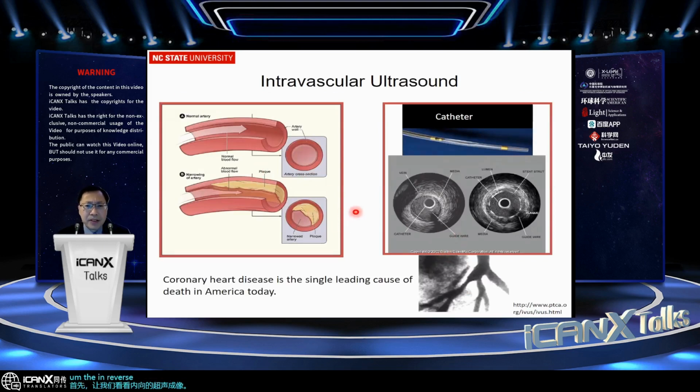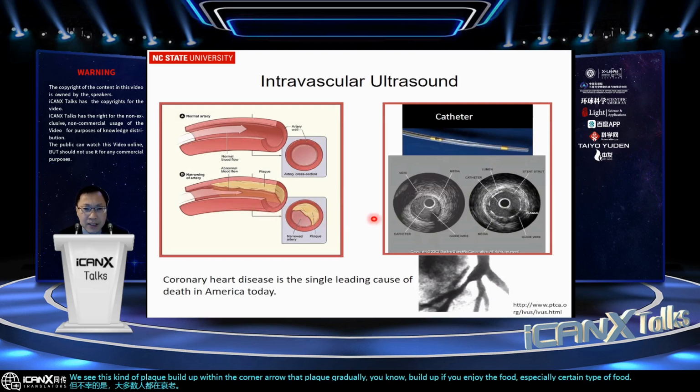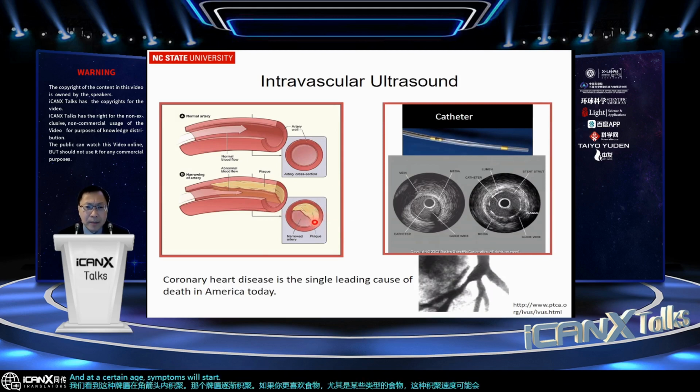Intravascular ultrasound imaging was born in the late 1980s. For a newborn baby or people at a healthy age, you see the coronary artery is beautiful. The lumen is fully open, round, and nothing is narrow. But unfortunately, in most people who are aging, we see plaque build up within the coronary artery. That plaque gradually builds up. If you enjoy food, especially certain types of food, this build-up speed will probably be faster. At a certain age, symptoms start to develop, and then people go to the hospital.